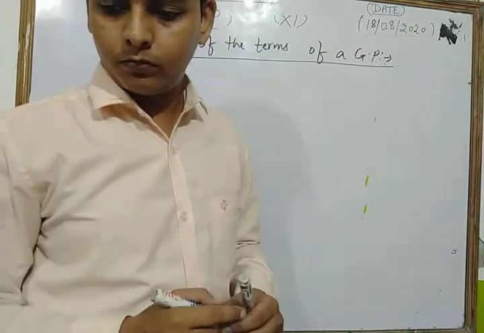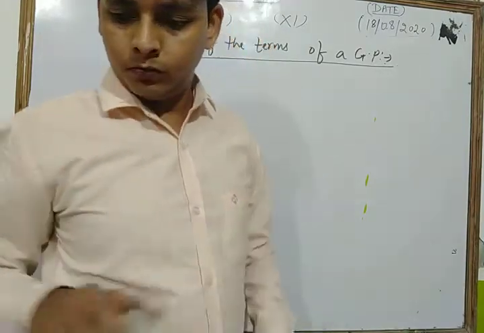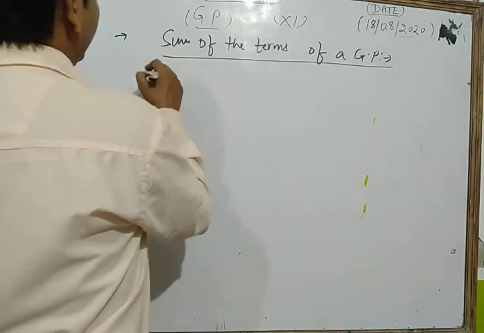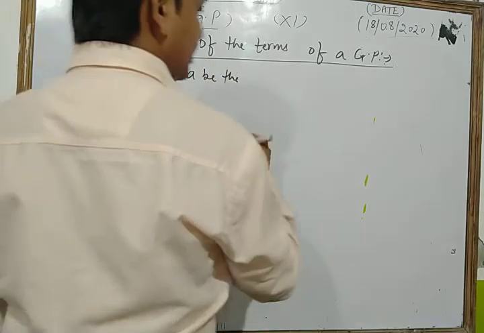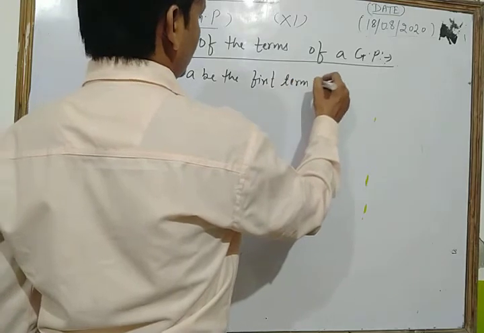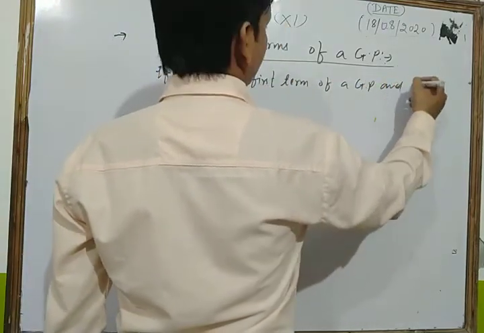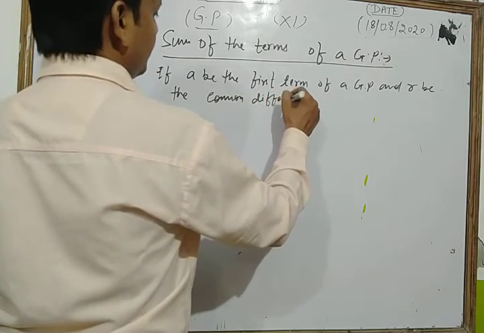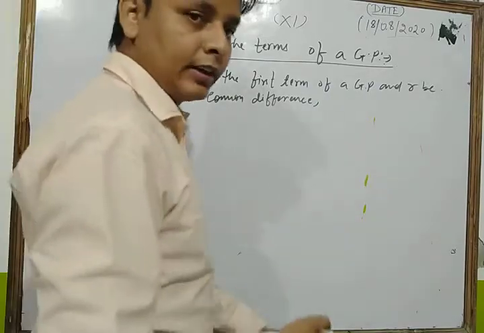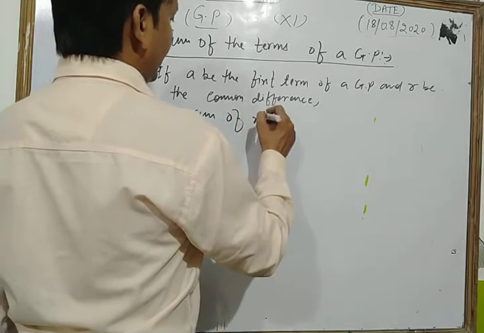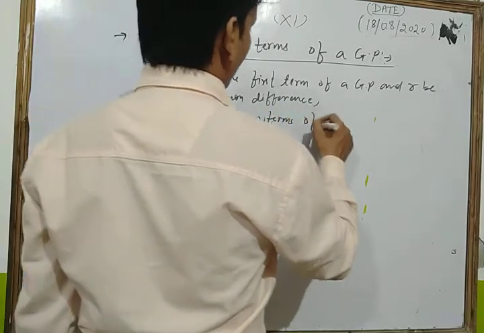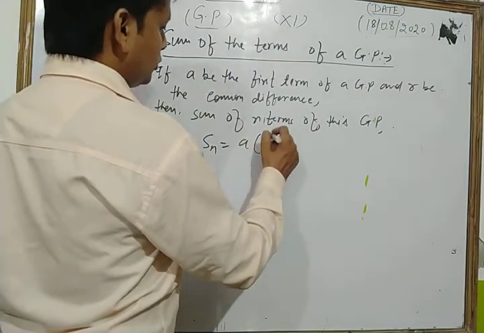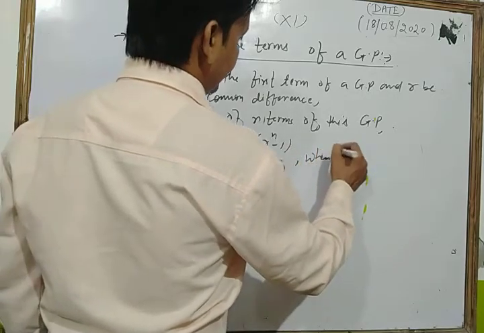Dear students, in this topic, if a is the first term of a GP and r is the common ratio, then the sum of n terms of this GP is given by the formula Sn is equal to a times r to the power n minus 1 upon r minus 1, in which case r is greater than 1.